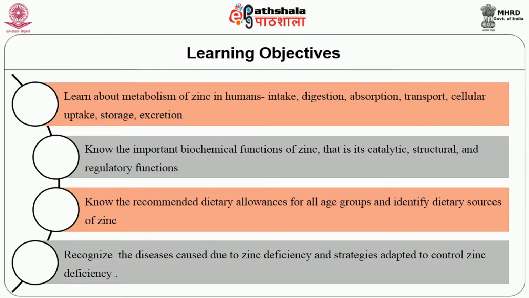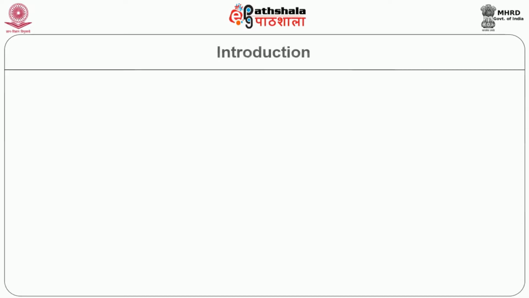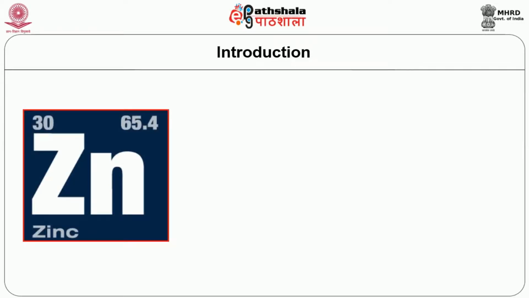The third objective is to know the recommended dietary allowances for all the age groups and identify the dietary sources of zinc. And the fourth objective is to recognize the diseases caused due to zinc deficiency and the strategies adopted to control zinc deficiency.